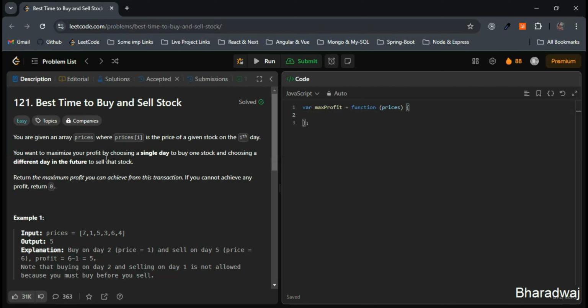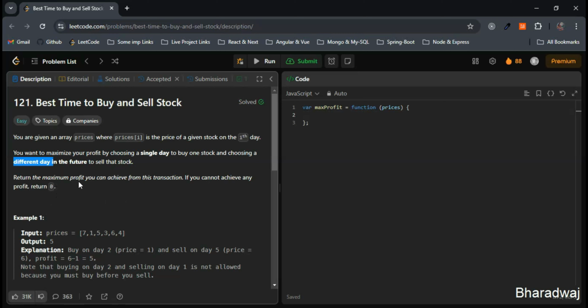You want to maximize your profit by choosing a single day to buy one stock, and choosing a different day in the future to sell that stock. Whatever stock we buy on that day, we cannot sell the same stock on the same day. If we buy the stock on a particular day, we have to sell it on a different day. Return the maximum profit you can achieve from this transaction. If you cannot achieve any profit, just return 0.